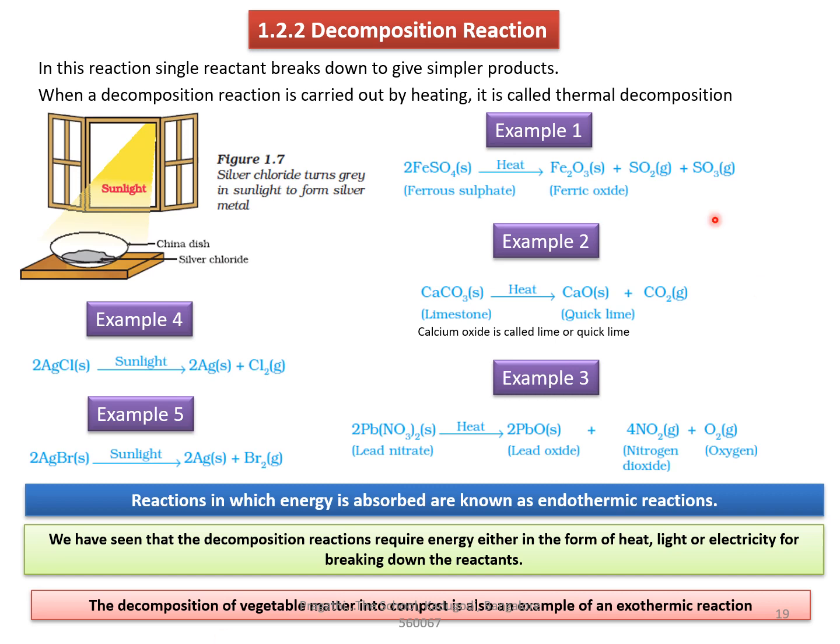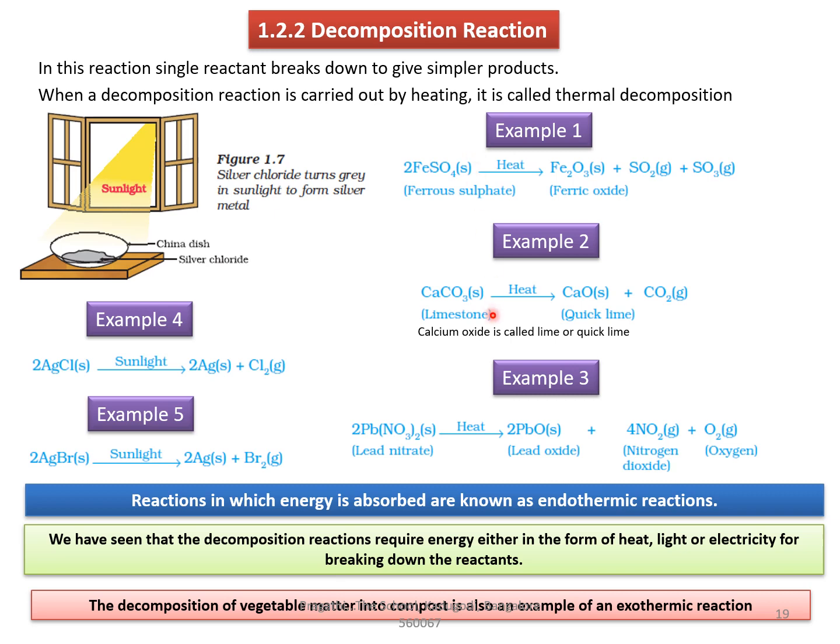That means you can see here ferrous sulfate. This is a compound. Once heat is given to it, it decomposes. That means it breaks down into ferric oxide, sulfur dioxide, and sulfur trioxide. Okay, clear? That is called a decomposition reaction. It decomposes, it breaks down.